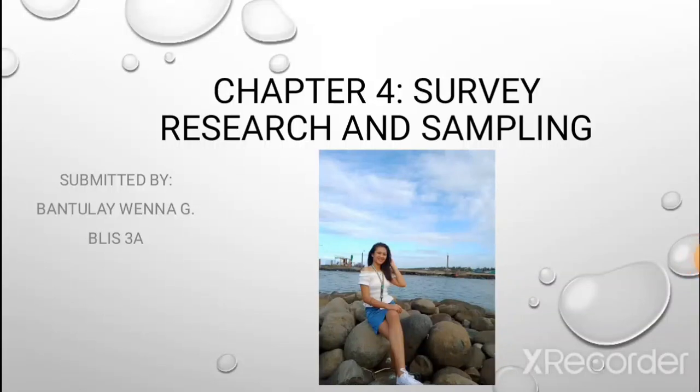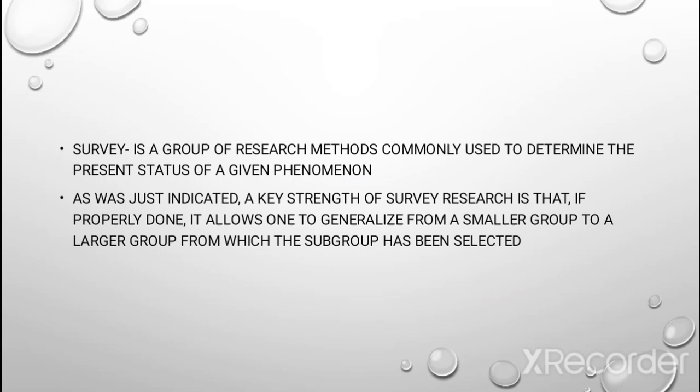Chapter 4: Survey Research and Sampling. Survey is a group of research methods commonly used to determine the present status of a given phenomenon. As was just indicated, a key strength of survey research is that, if properly done, it allows one to generalize from a smaller group to a larger group from which the subset has been selected.